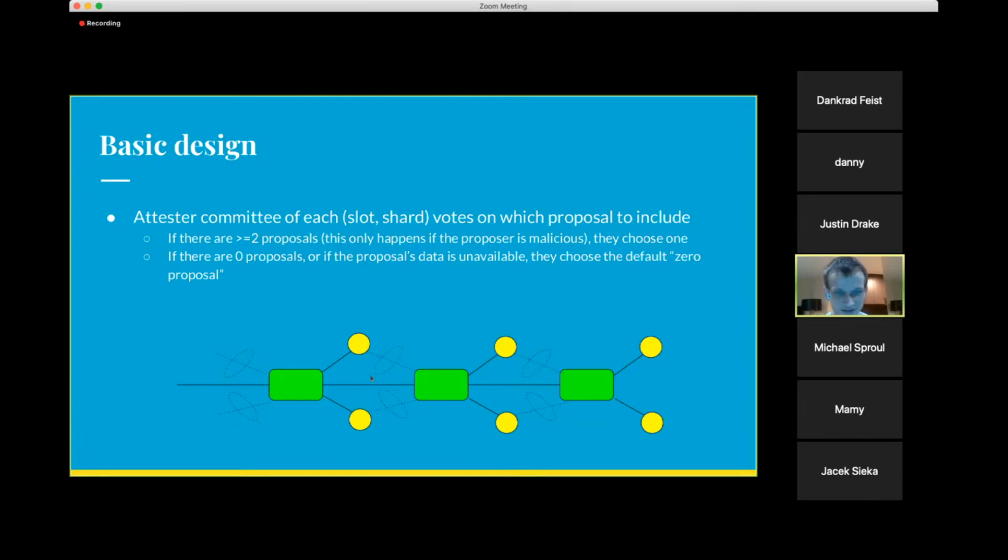verify it. And the attester committee, basically, their job is to vote on which proposal to include, right? So if there are two proposals or more, which only happens if the proposer is malicious, then they vote and they choose one. And if there are 0 proposals, then they just vote for the default 0 proposal. Or if all the proposals that were published are unavailable, which basically means that the proposal header exists, but the proposal body just can't be found, then they choose the default 0 proposal, which just means that they say there's nothing there. And that's always an option that the attester committee has, right?